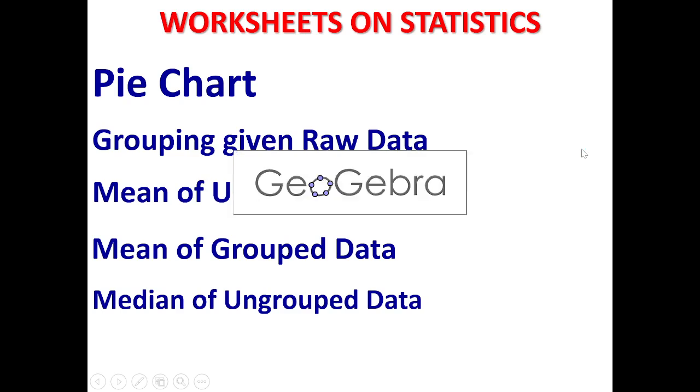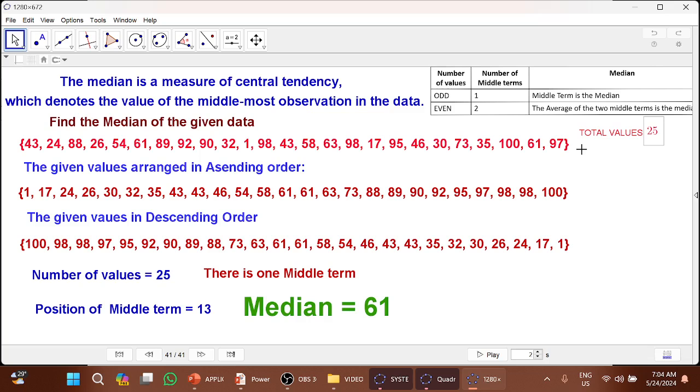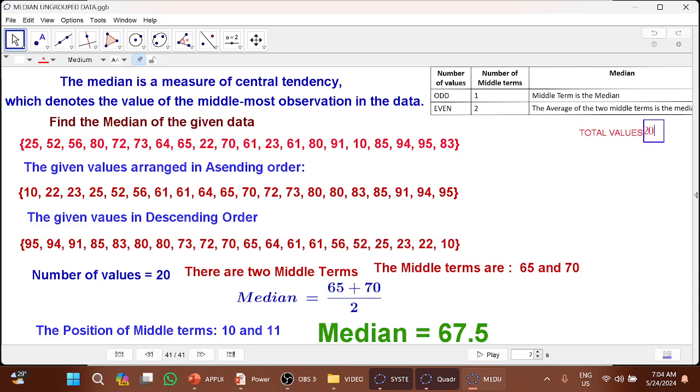Now in the class, the child has to arrange the values in either ascending order or descending order. Now this GeoGebra file will automatically arrange them. You see, find the median of the given data. For example, I will take the number of values as 20. Automatically it comes. The median automatically comes.